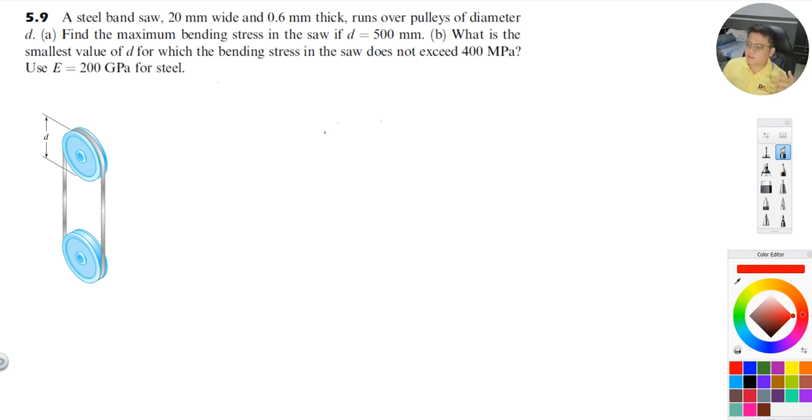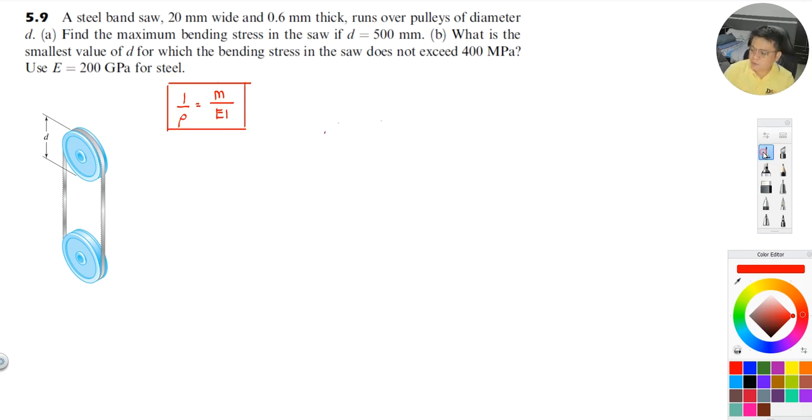By the way, dun sa derivation natin ng MC over I, nagkaroon tayo ng curvature na tinatawag. So yung relationship ng curvature sa moment and flexural rigidity would be this one. So, we can have it as 1 all over rho is equals to M all over EI. You may note this one. Okay, you can use that one.